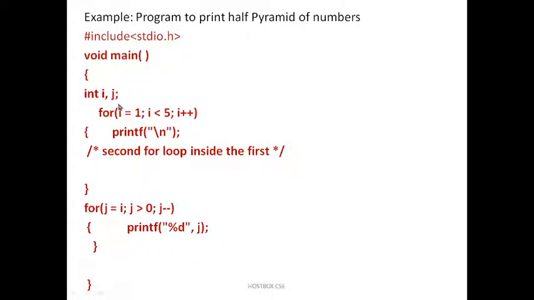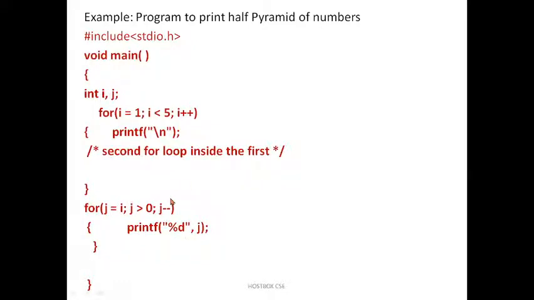We are going to start the program where we write void main and int i, j. For i, I am writing i is equal to 1, i less than 5, i plus plus. This first for loop is called the outer loop, and the other one is called the inner loop. The outer loop creates the rows, row 1, row 2, row 3, up to row 5, and we are going to give 5 rows. I am writing 5 here. Then for the inner loop I am writing for j is equal to 1, j greater than 0, j minus minus. Then I am writing printf of %d comma j.